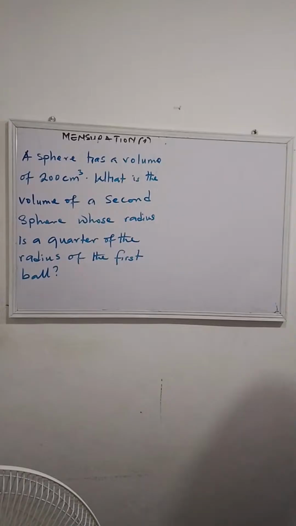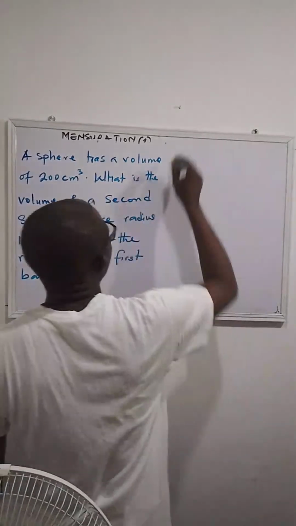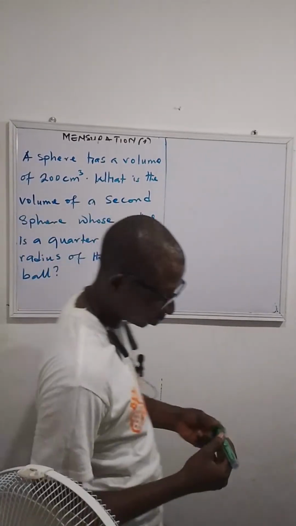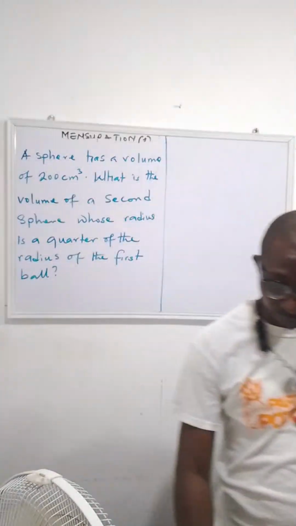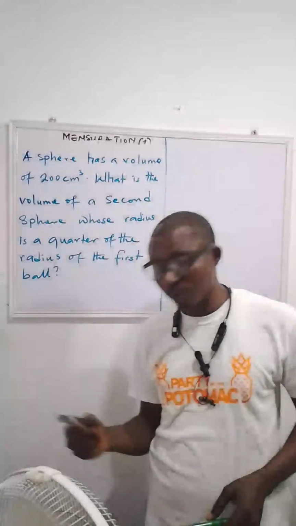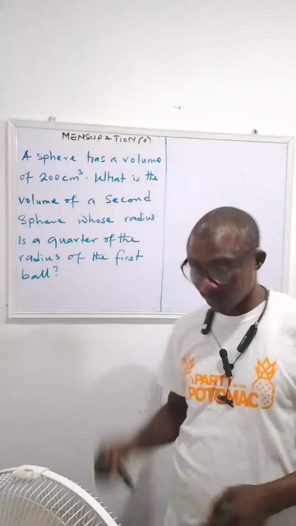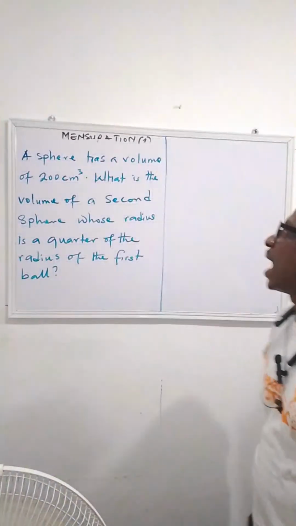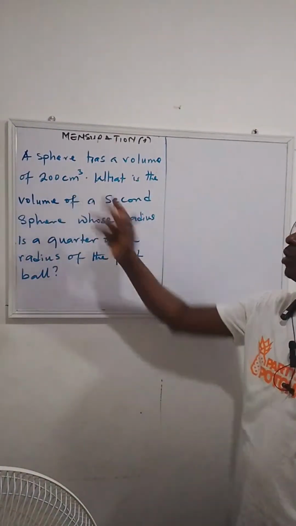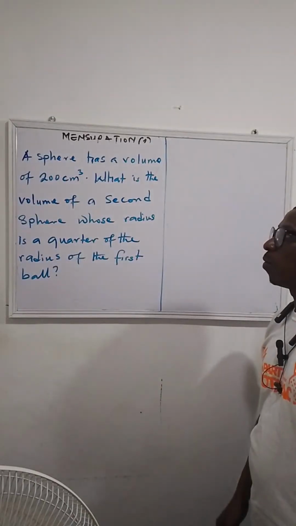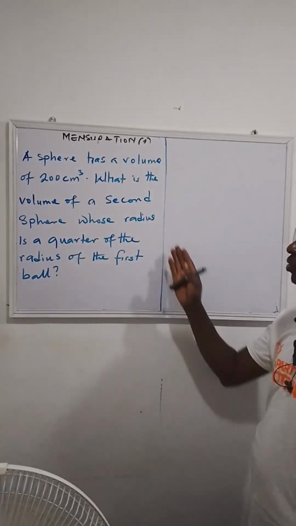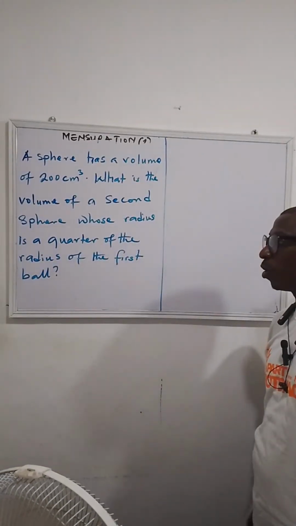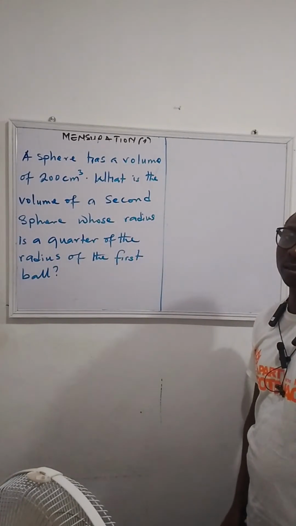Okay, so let's solve the problem together because of time, so you can compare with what you are doing. Now, look at the problem. A sphere has a volume of 200 centimeter cube. What is the volume of a second sphere whose radius is a quarter of the radius of the first ball?